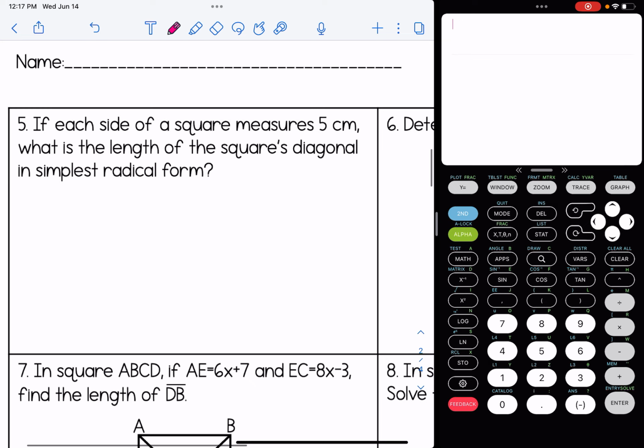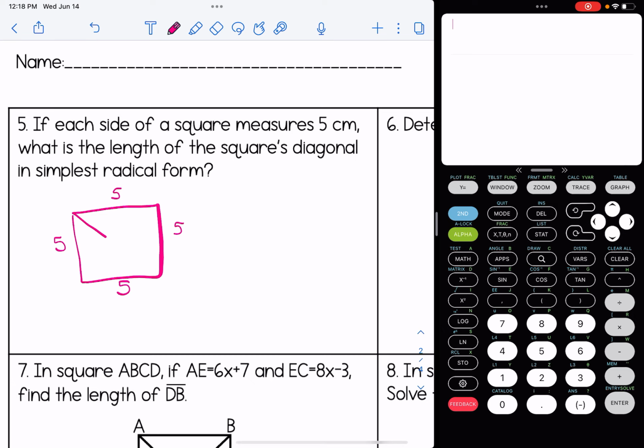Number 5, if each side of a square measures 5 centimeters, what is the length of the square's diagonal in simplest radical form? All right, let's take a look at what that looks like in a diagram. So I have a square, each side is 5, and we want to find the length of one of the diagonals. So I'm going to draw one in here. And what we're basically looking for, I'm just going to highlight so you can see here, is the length of the hypotenuse of a right triangle. The diagonal of a square is just the hypotenuse of a right triangle.